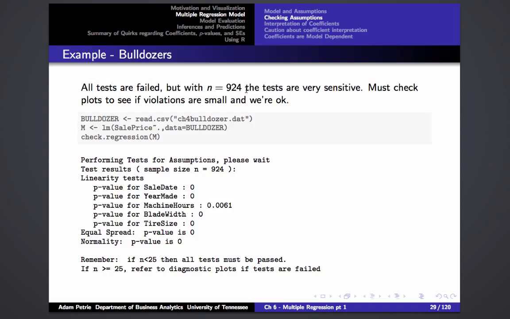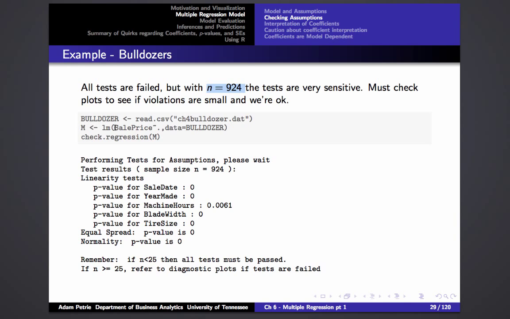All right, well, what about the bulldozer data set? This is a Kaggle data set where we predict the selling price of a bulldozer based on a bunch of that bulldozer's characteristics. It's a pretty large data set, so the statistical tests of assumptions are going to be very sensitive, and let's just see what happens.